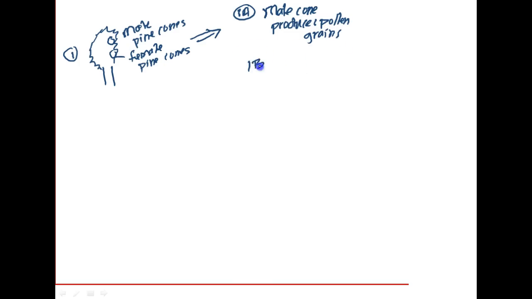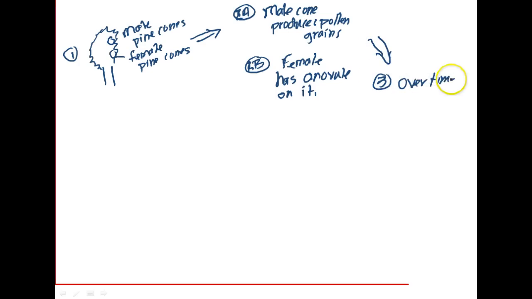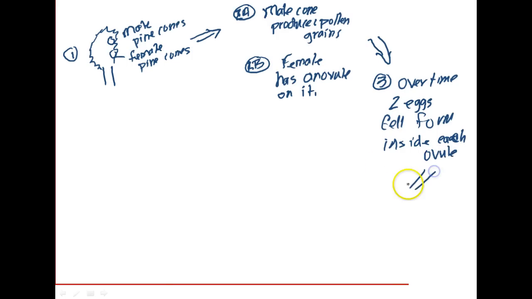While, we'll say 1B, or I guess we should say this is 2A and 2B because this was our first step. So 2B, the female has an ovule on it. And so this is important because what's going to end up happening in step number 3, over time, two egg cells are going to form inside each ovule.